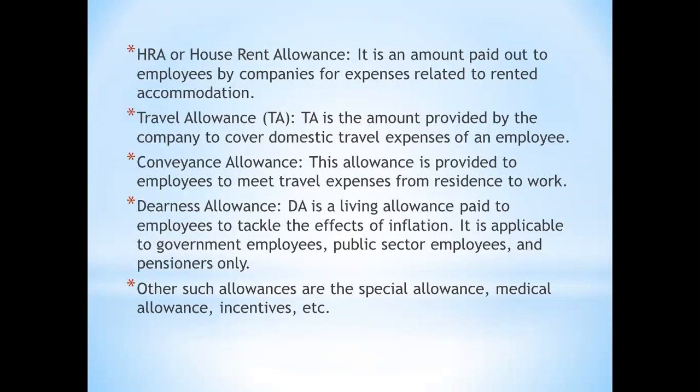So what is an HRA? HRA is house rent allowance. It is an amount paid out to employees by companies for expenses related to rented accommodation. Traveling allowance is the amount provided by the company to cover domestic travel expenses of an employee. There are other allowances like conveyance allowance, dearness allowance, other special allowances, medical allowances, incentives, etc. These vary from company to company again. So in our problem statement, HRA and TA are mentioned.